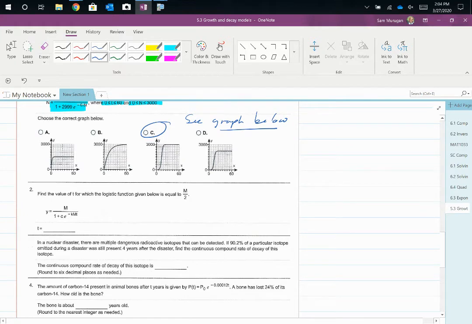The next question, question 2, is asking us to find the value of t for which the logistic model given below equals M over 2. So they're asking us to set M over (1 + c e^(-kMt)) equal to M over 2 and solve the equation. This is what they're asking us to do here.